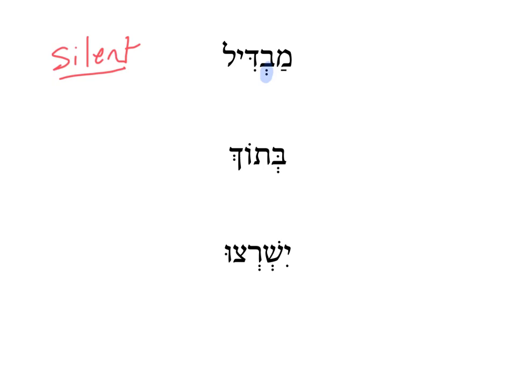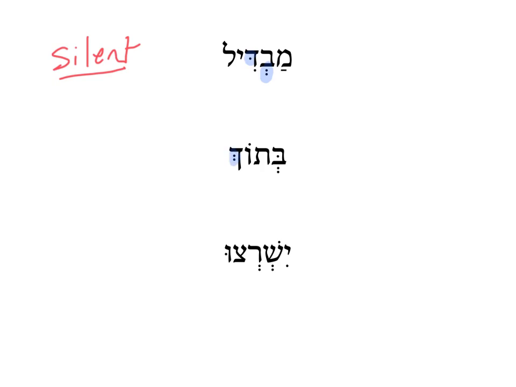Mavdil, to divide between. Mavdil. And we have a second indicator that this is a silent Sheva because there is a dagesh lene in the dalet. Because if it was a vocal Sheva, that would take the dagesh lene away. But because the dagesh lene is still there in the Bagad Kafat letter, that's a second indicator that this is a silent Sheva.